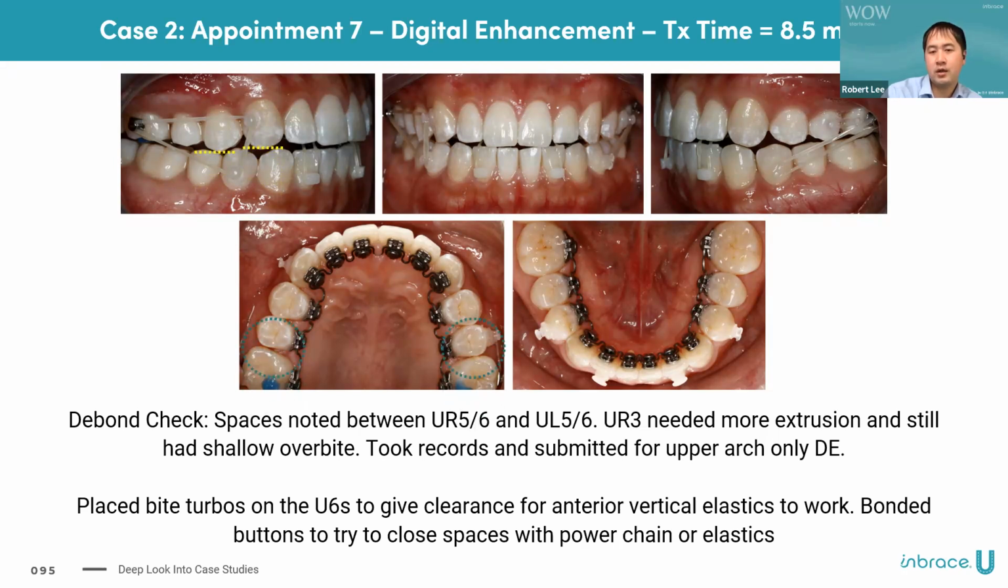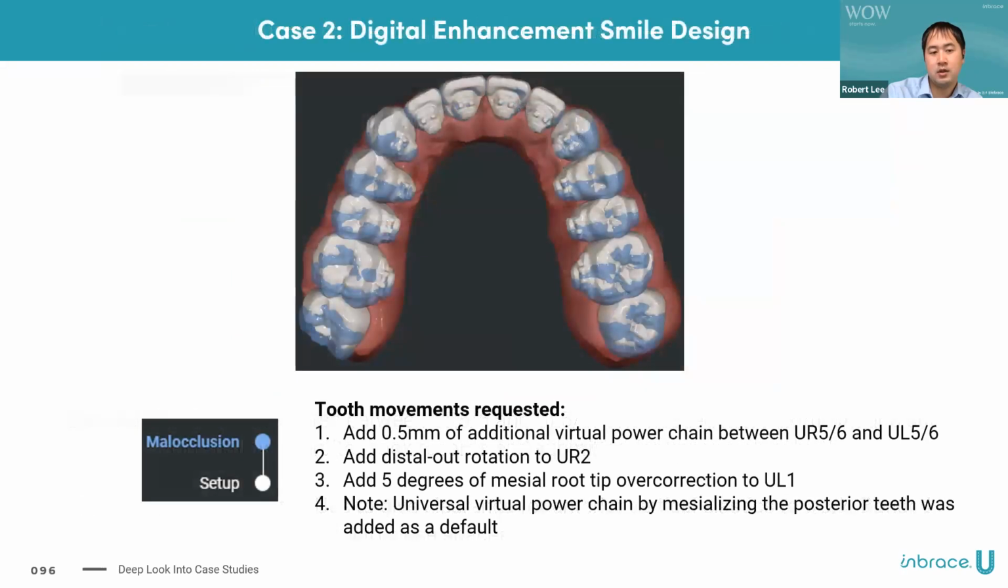So, at this point, we're trying to say, okay, what's the best way to resolve these spaces? So I tried 2 different things. On the right side, I was like, why don't we add a horizontal vector to the elastics to see if that helps close the space. On the left side, I actually ran a power chain on the upper left 5 and 6. And then because I'm trying to actually get, again, more vertical correction, this time I also tried, let's add some bite turbos to get some clearance so that the vertical elastics will work. And then simultaneously, I submitted for digital enhancement. That way I can deliver the digital enhancement in the next Smartwire.